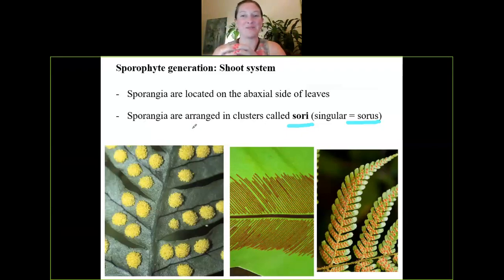I really want to make a dinosaur joke, but I'm not. A sorus is a group of sporangia, and many of those is called sori, right? Sori, not sori. Can't help myself.